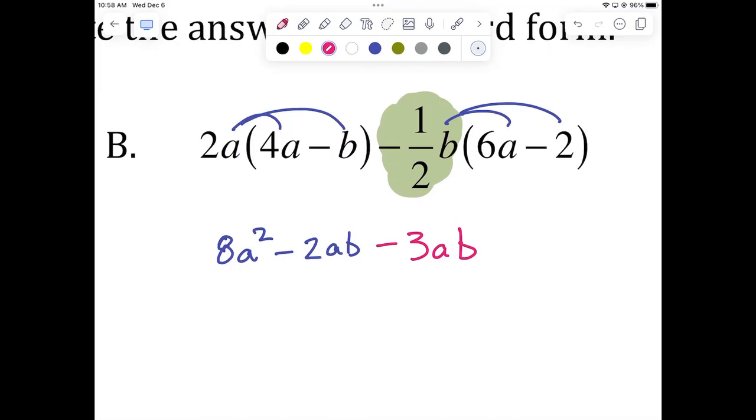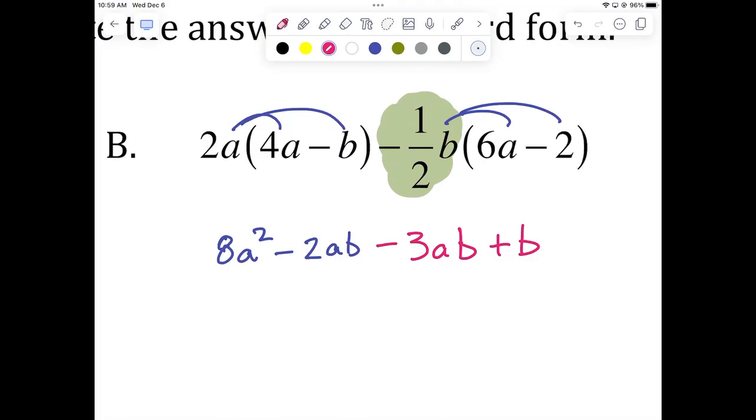All right, now we'll do this one. Negative 1/2 b times negative 2. What's negative 1/2 times negative 2? Plus 1 times b, which is 1b, or just b? B. All right, now, how do you write this in standard form if there's more than one variable?